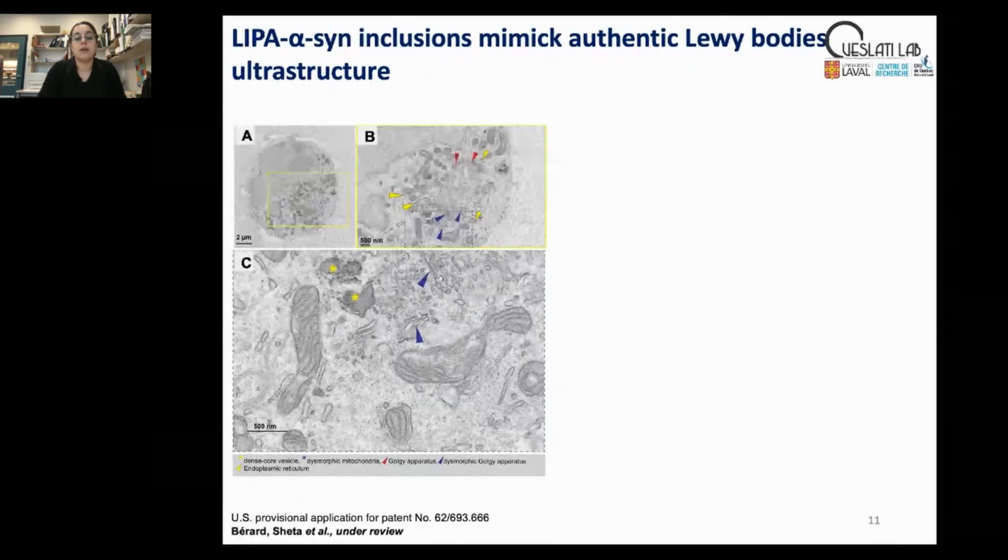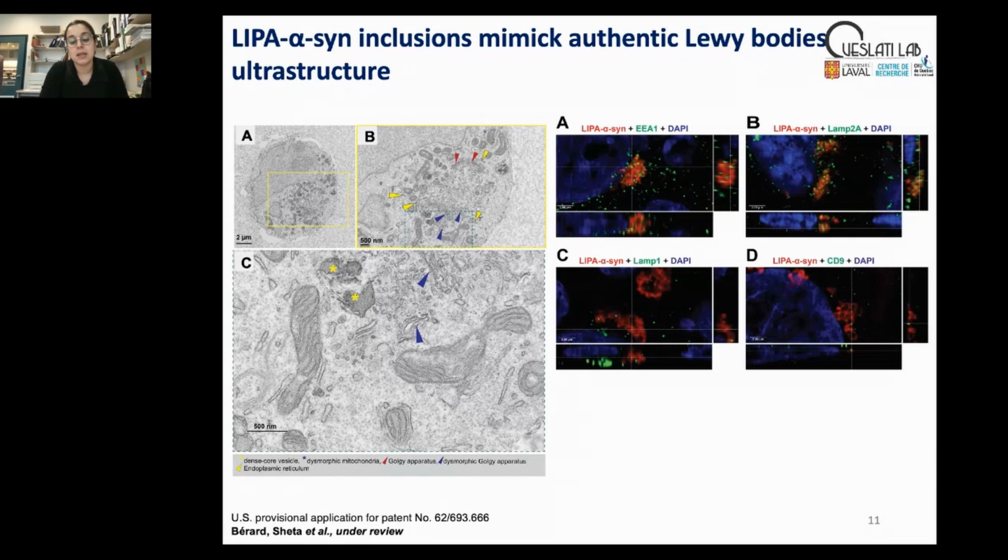We further wanted to look at the ultrastructural features that are characteristic of Lewy bodies. So we performed a nanoscale electron microscopy analysis, and what we saw from LIPA-syn aggregates from HEK cells, we see the aggregates formed in the vicinity of the nucleus, but we also see a lot of proteins and vesicles surrounding the aggregates. And these were mainly composed of mitochondria and Golgi, but we were also able to see some forms of lysosomal and autophagosome-like structures.